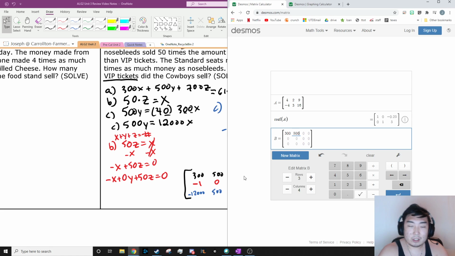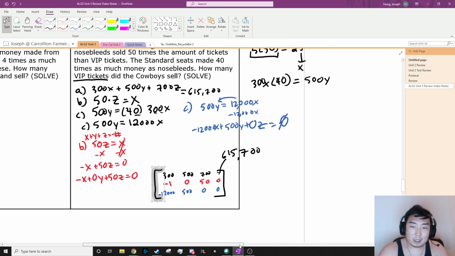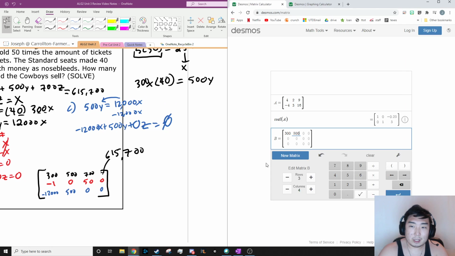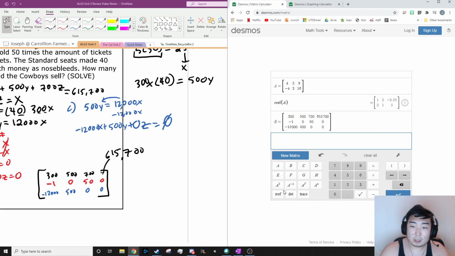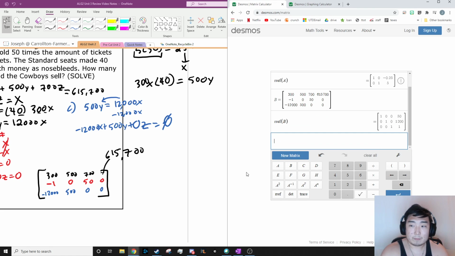So 300, 500, I'm gonna move that like that. Okay. 700, 615700, negative 1, 0, 50, 0. Negative 12,500, 0, 0. So let's see if this works. Reduced row echelon form, equation B.